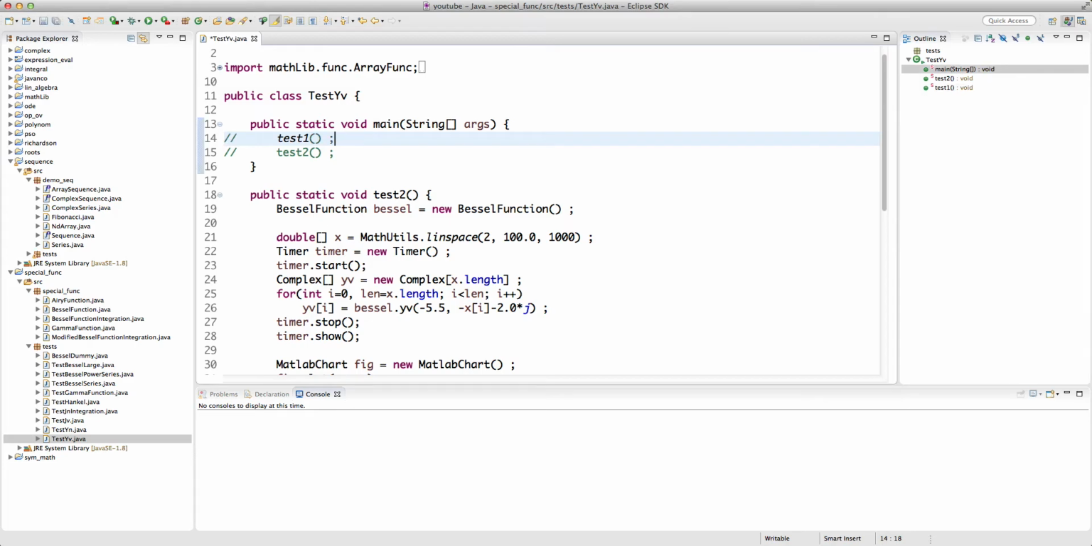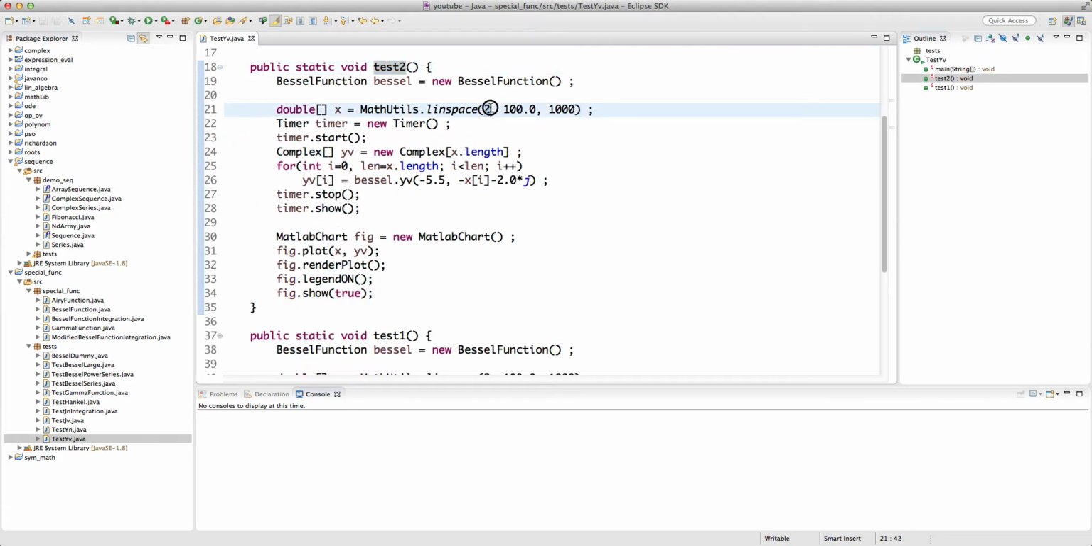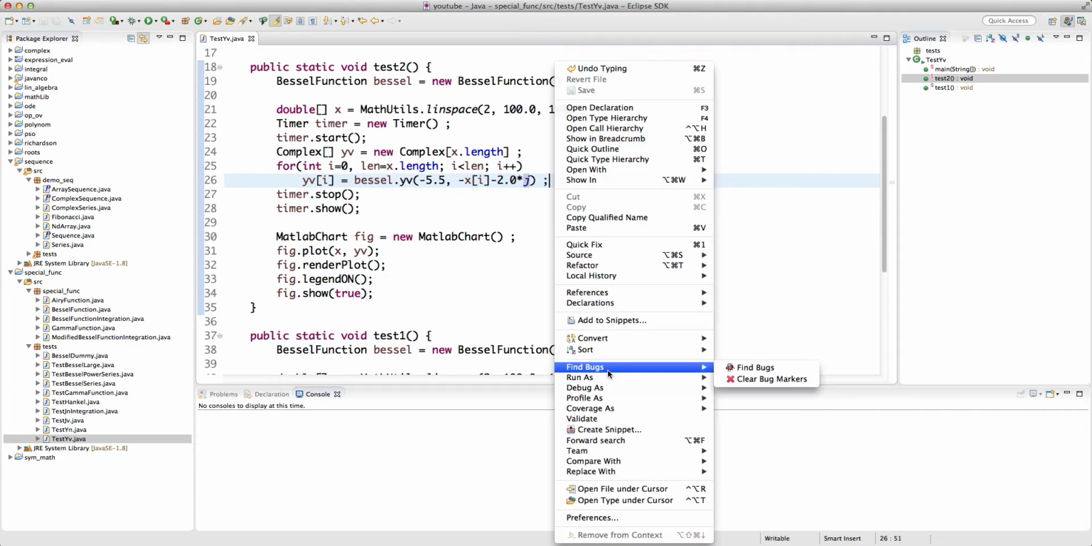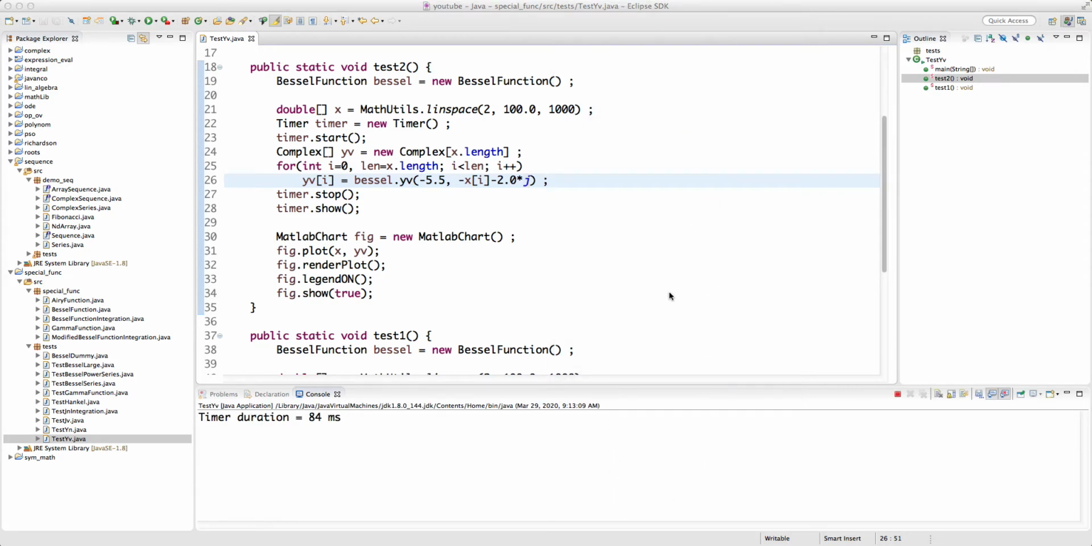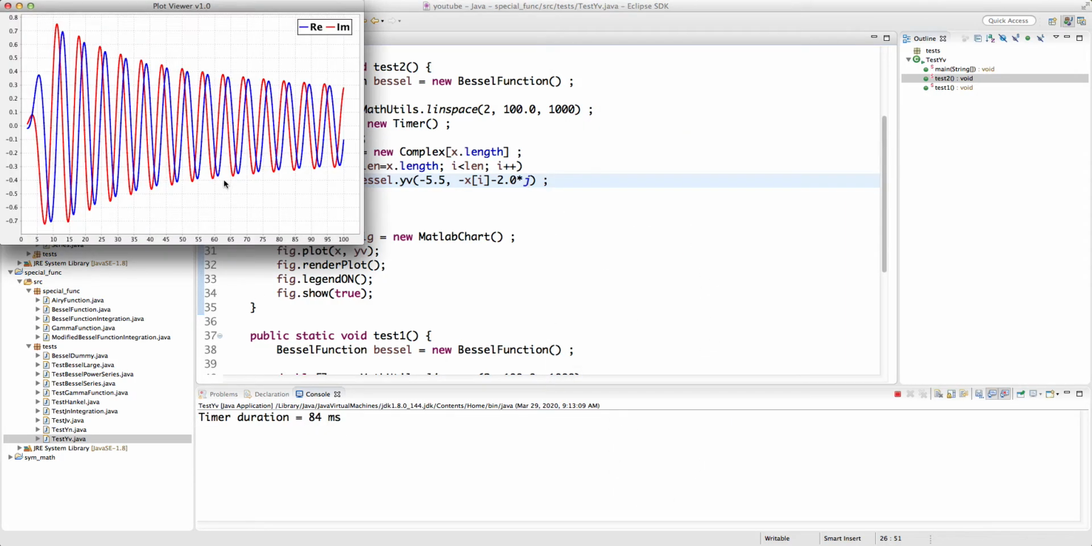And here's the case for complex numbers. In test 2, I'm calculating from 2 to 100, Y nu of minus 5.5, and x goes from 2 to 100, and I'm taking x, reversing the sign and adding minus 2j to it, right? So only the real part is changing, the imaginary part is constant, and we plot both the real and imaginary part. Takes 84 milliseconds.